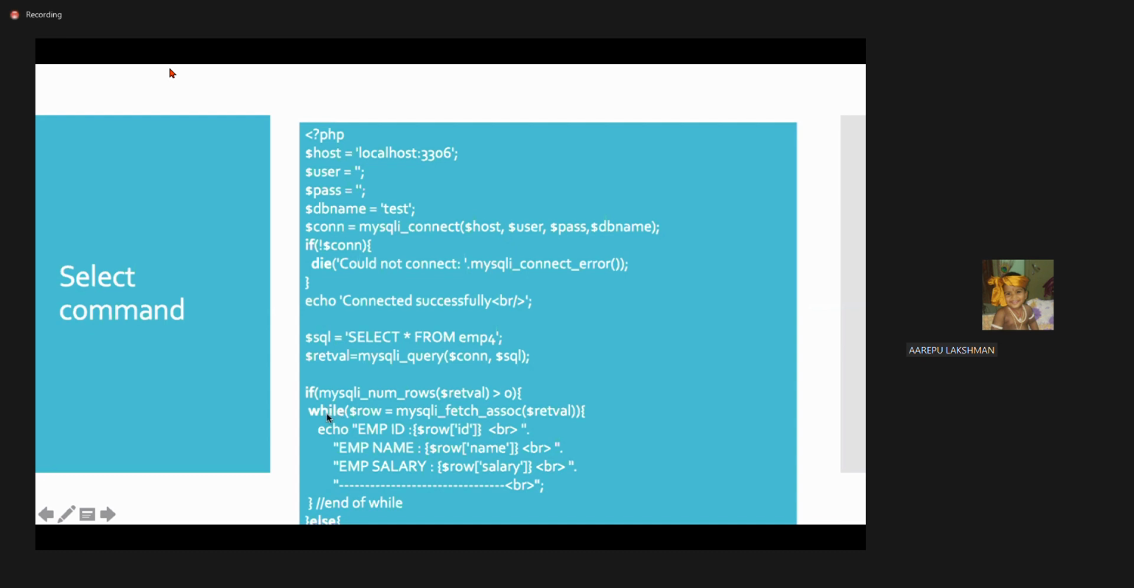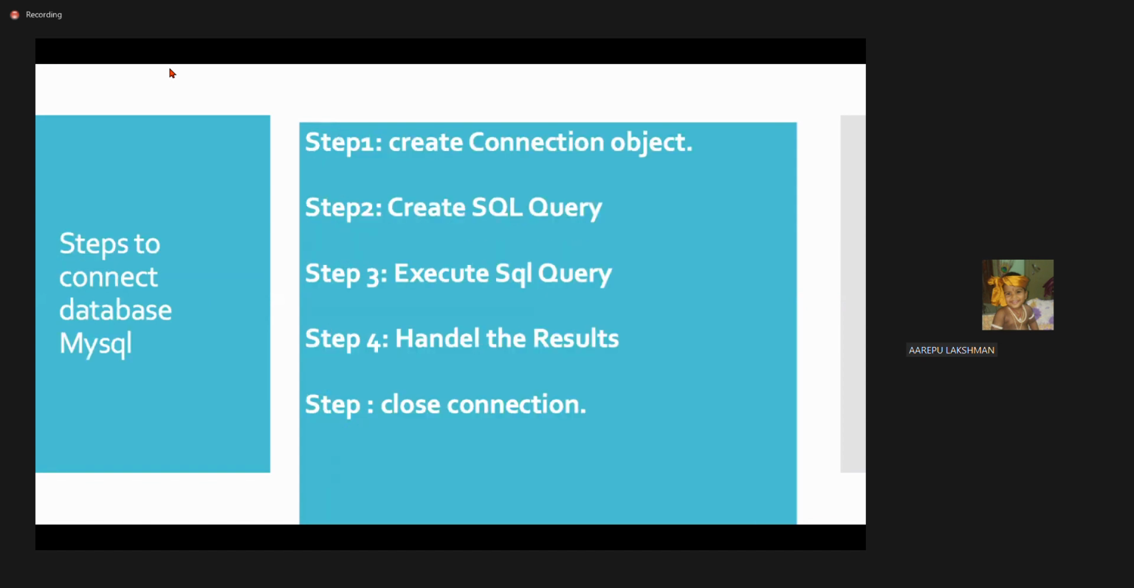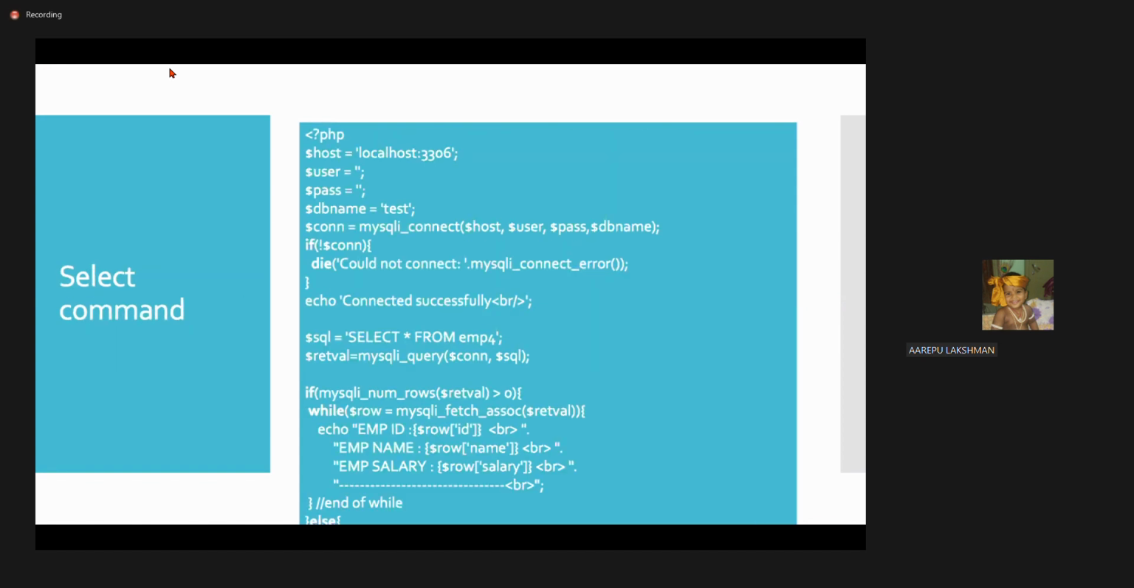Next, we do not know how many rows we have. Suppose, you are a developer, so you know how many rows you have entered previously. But as an end user, I do not know how many rows in future I'll enter. So for that reason, I am writing a while loop.